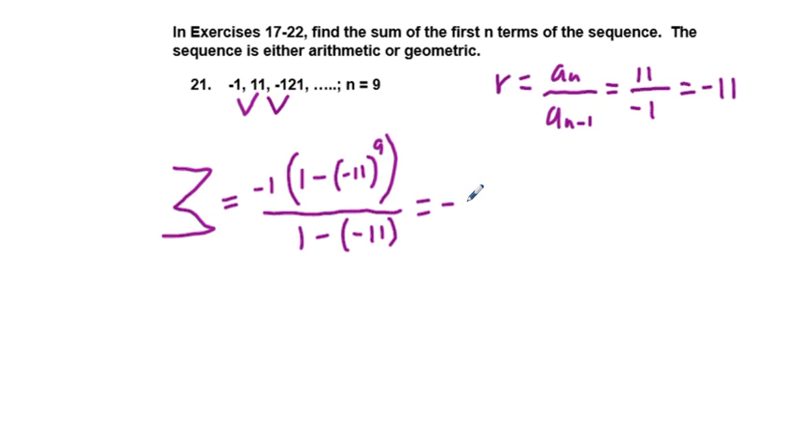Equals negative 196 million, excuse me, 495,000, and that's going to be 641.